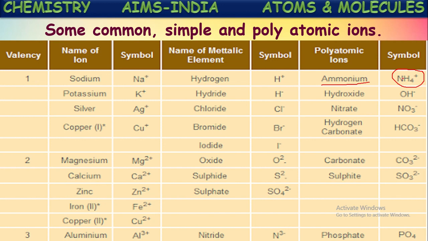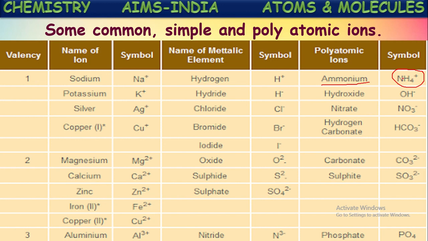In the same way, hydroxide ion, OH minus. The atoms together, hydrogen and oxygen, carry 1 unit negative charge. That is said to be hydroxide ion or hydroxide anion.